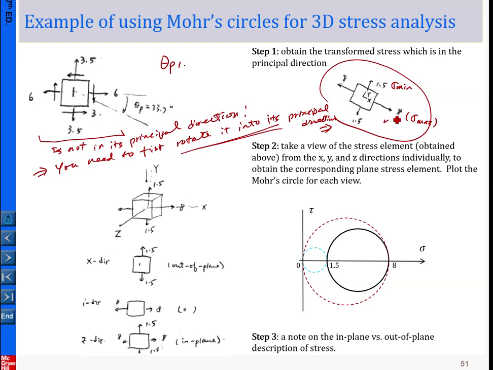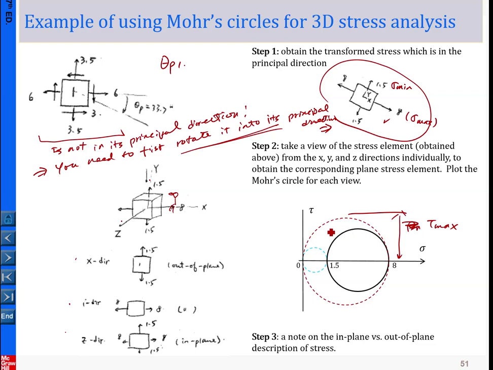So starting from here, you translate that information to here. So basically the 3D view is like this, and then starting from here, you gradually change your viewpoint from the x direction, from the y direction, from the z direction. You have the three views. Then from the three views, you simply build out the three circles. Okay, and from there again, the maximum shear stress happens on the red dashed one. So that's the maximum, sorry, tau maximum.